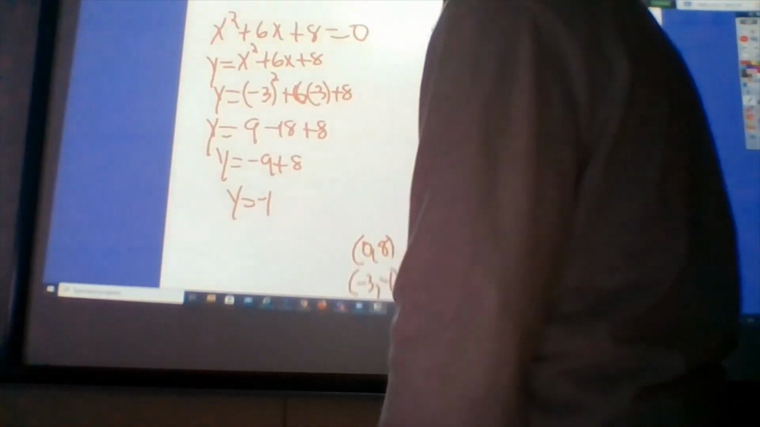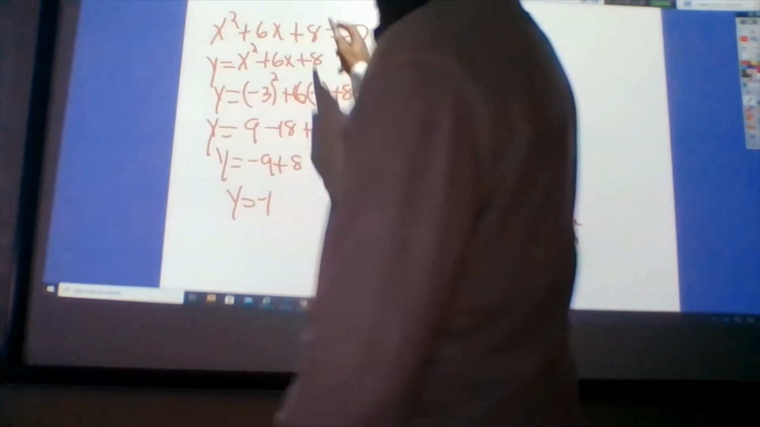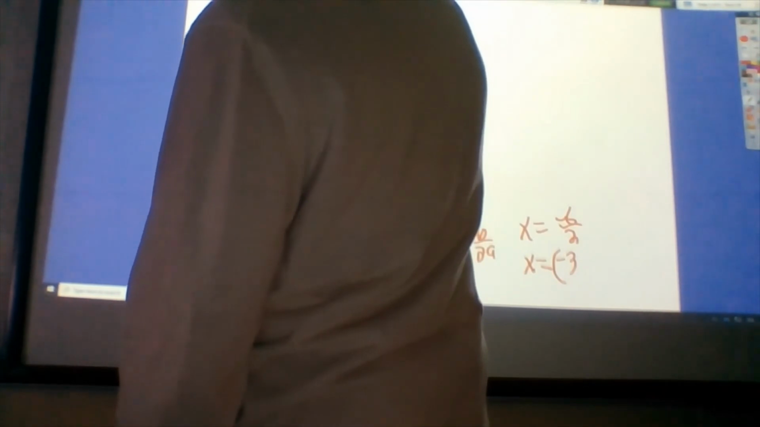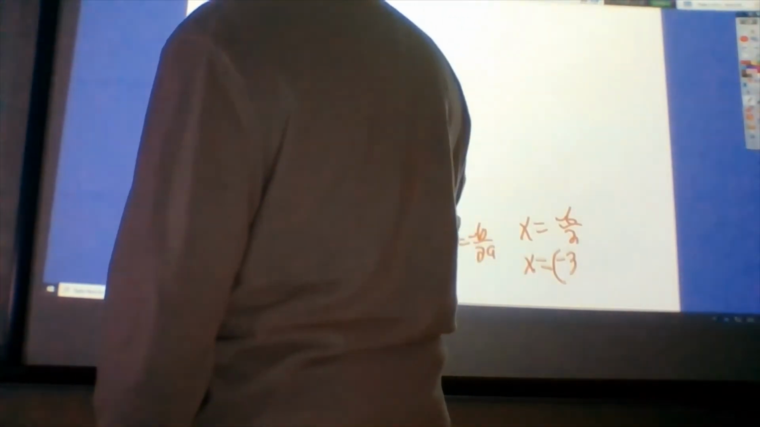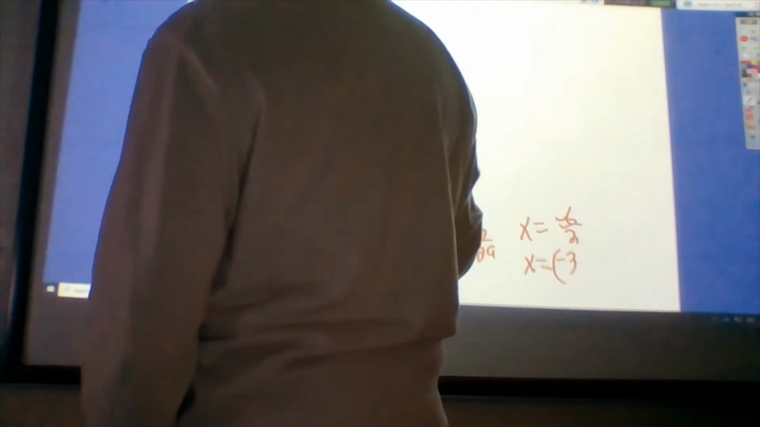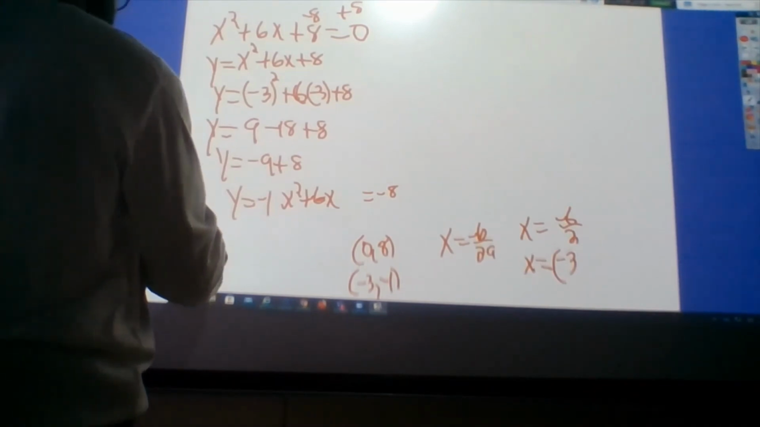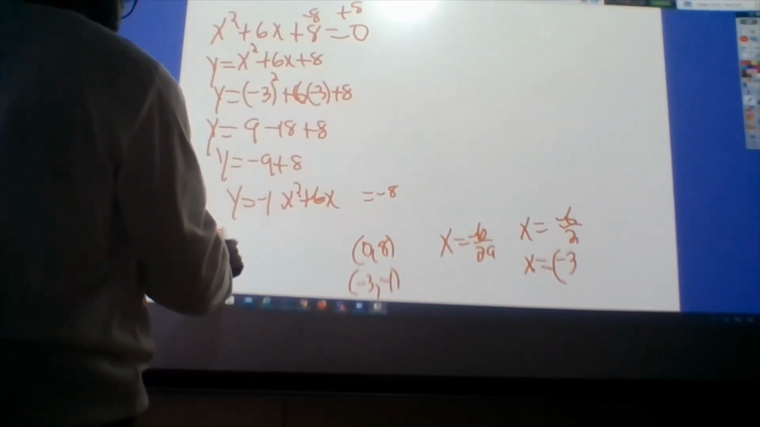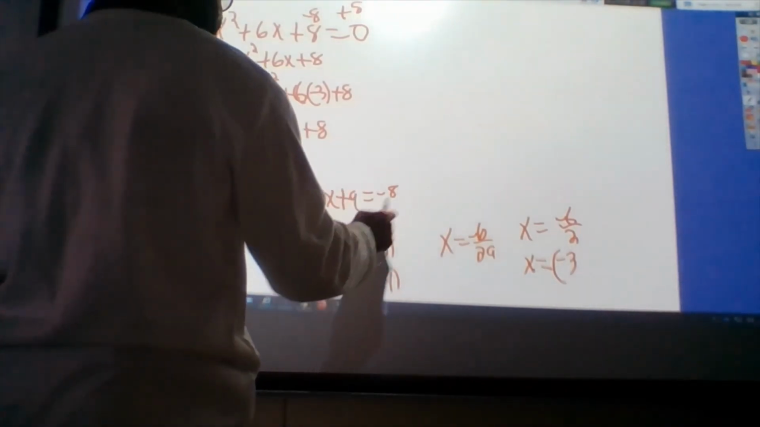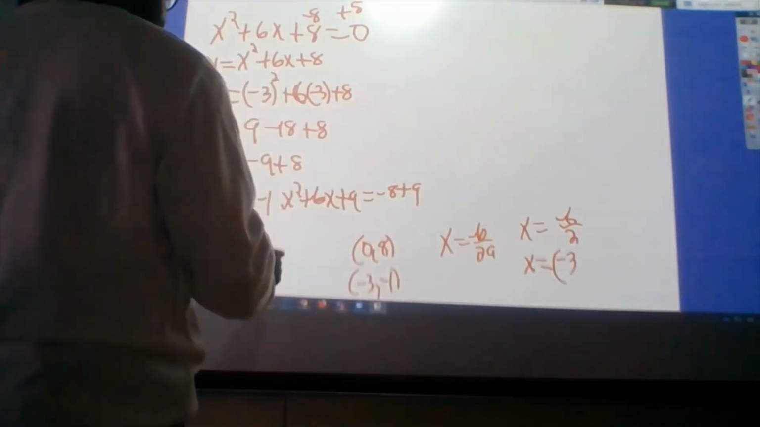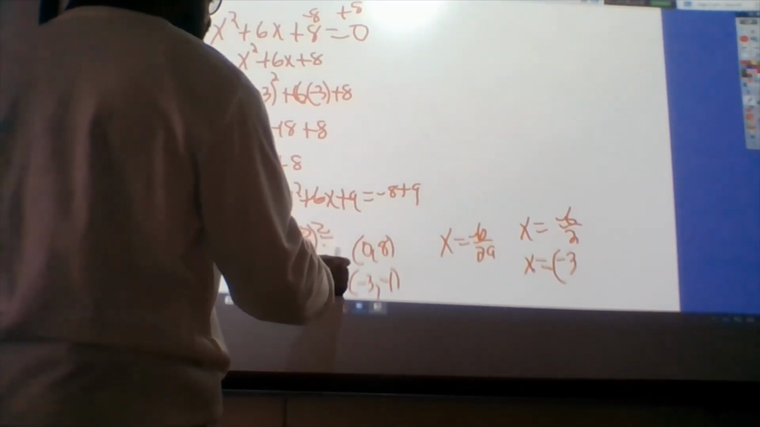Now I need to find my x-intercept. I'm going to use completing the square. So I will have to subtract 8 on this side. Then I will have x squared plus 6x is equal to negative 8. And I'm going to take 6 divided by 2, it will give me 3. I'm going to square 3, it will give me 9. Then I'm going to add 9 on this side. Then this is going to give me x plus 3 squared is equal to 1.